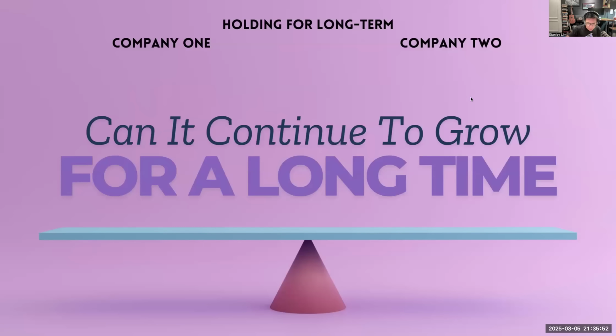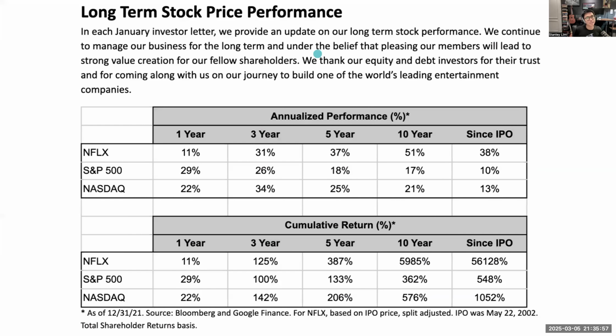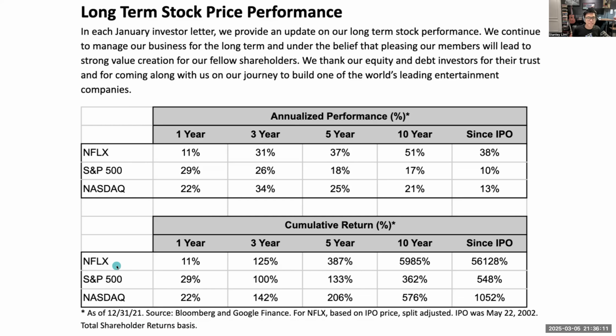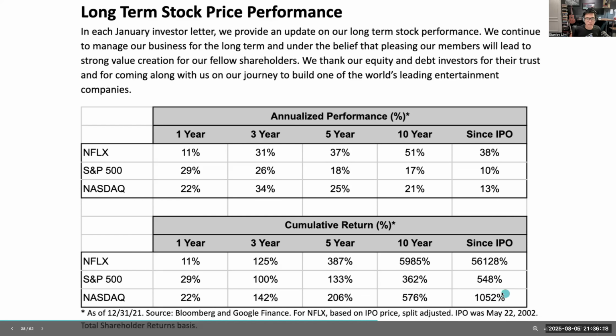So company A is, drum roll, it's actually, I think it wouldn't come as a surprise, Netflix, right? And this is the long-term stock performance of Netflix. And if we look at the accumulated return, you can see that this has indeed been a very, very good return for shareholders. The Nasdaq is up about 1,000% since this IPO in 2002.